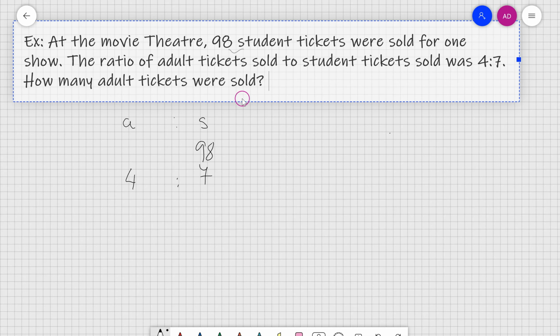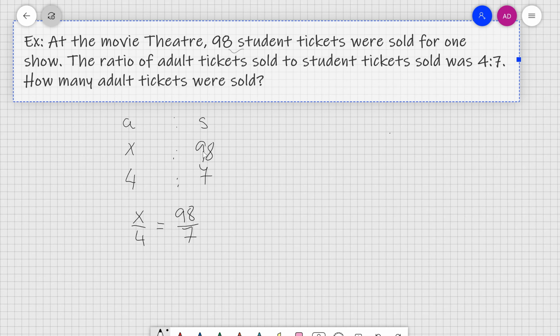How many adult tickets were sold? So adult tickets, how many are sold here, if they sold 98 for students. Here, 98 tickets are more than 7. Do you think they're going to be sold more or less adult tickets? Your answer is more. So more, that's a direct proportionality. We can write the proportion, x over 4 equals 98 over 7.